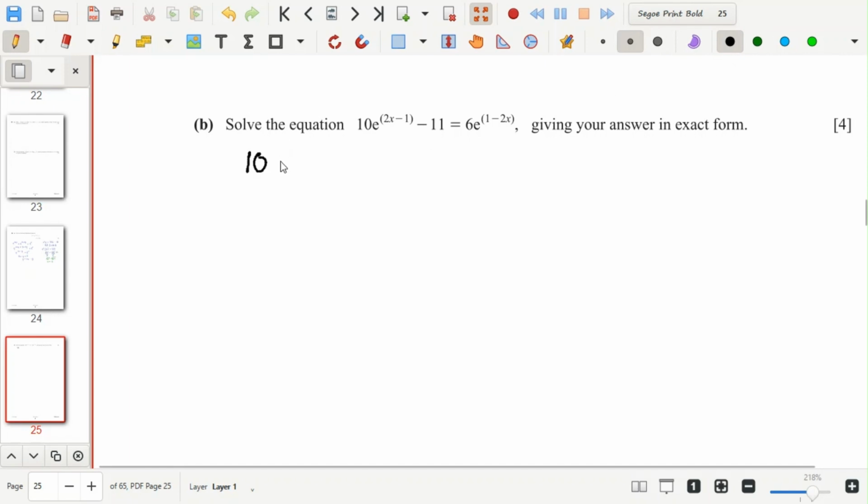So now this can be written as e to the power negative 2x minus 1, because negative times 2x will give you negative 2x. Negative times negative will give you positive 1. So this is the same as the power here.